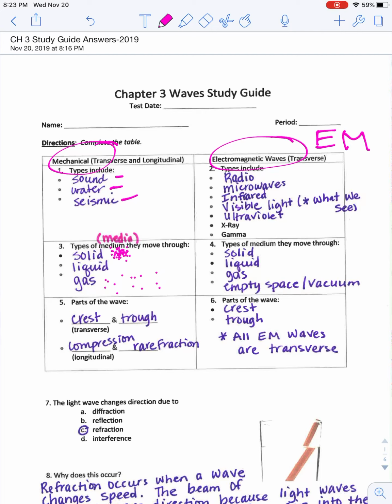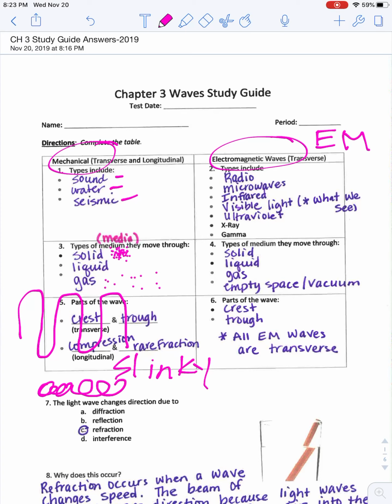The parts of the wave, we have a crest and a trough, and a crest and a trough. We have a compression and a rarefaction for our longitudinal wave. This one, guys, you are going to remember what it looks like because you are going to think about what your slinky looked like. So you're going to have your compressions, where the coils are closest together, and your rarefactions, where they're farther apart.